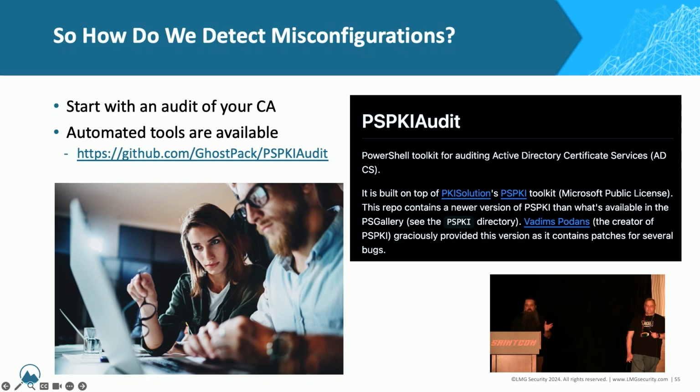There's one called PSPKI Audit. It's a PowerShell-based toolkit that you can use inside your network from a standard user prompt. And this will query your certificate authority and come back and let you know if there is potential vulnerability.